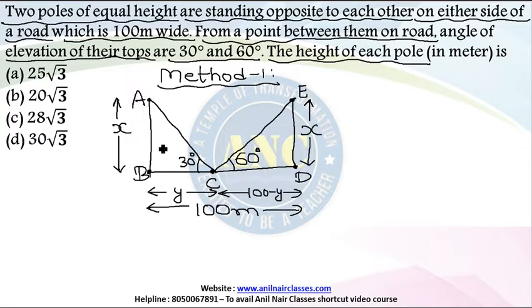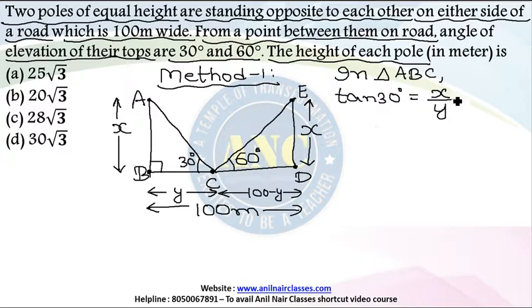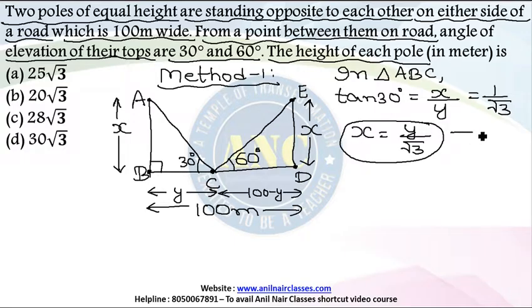Now, if I solve, there is a right angle triangle ABC. By method 1, in triangle ABC, tan 30 is nothing but opposite side AB, which is X, over adjacent side BC, which is Y. So tan 30 value is 1 by root 3. So from my first equation I get X is equal to Y by root 3. This is my first equation.